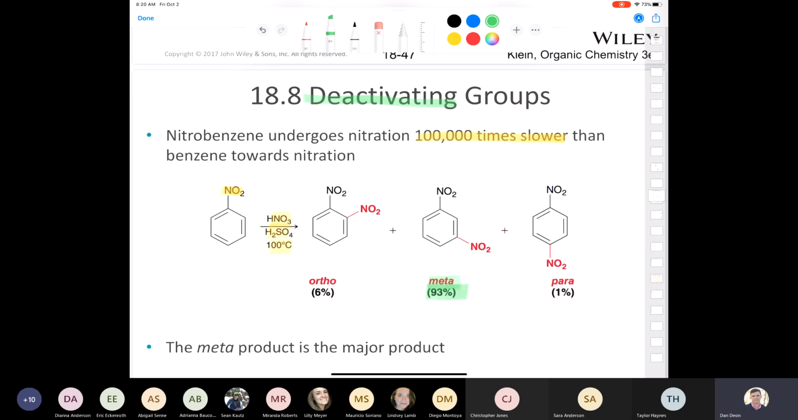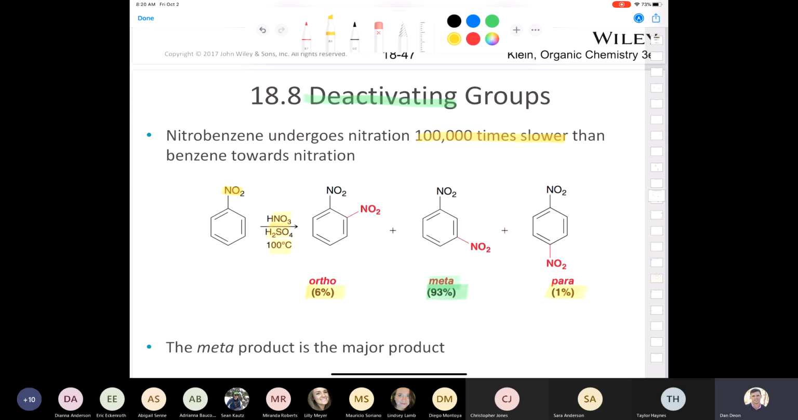And if you had to purify this, and you only have to remove 7% overall of side products, as long as you can find good conditions to recrystallize the compound or maybe purify it by column chromatography or something, that's a nice reaction.